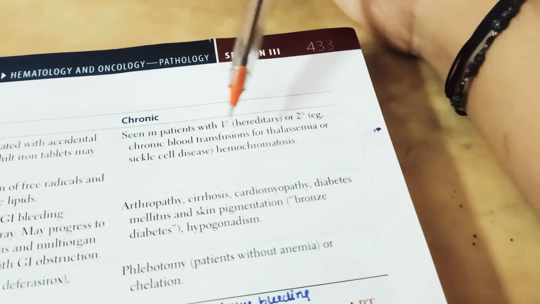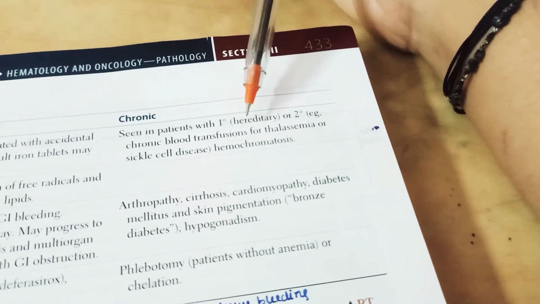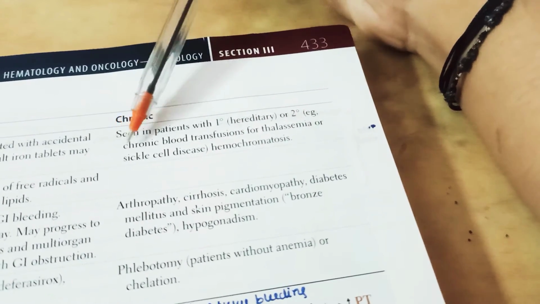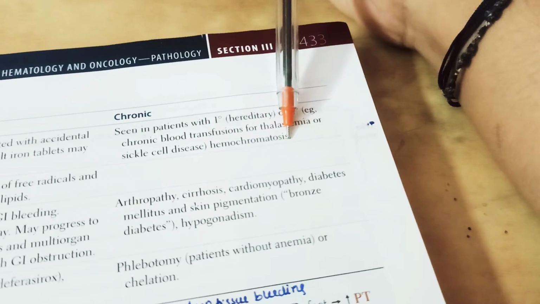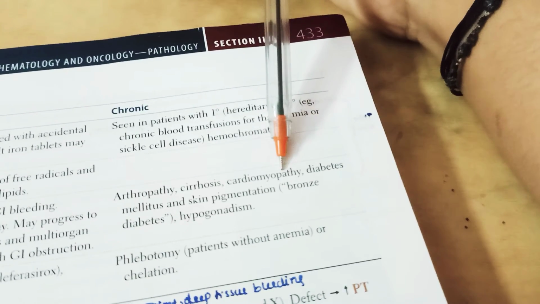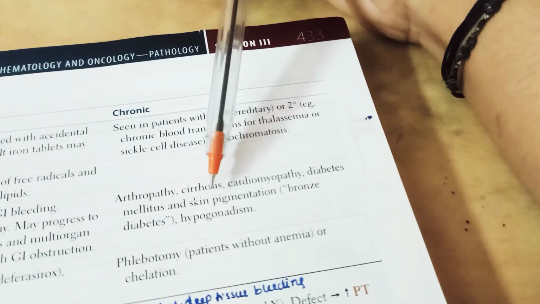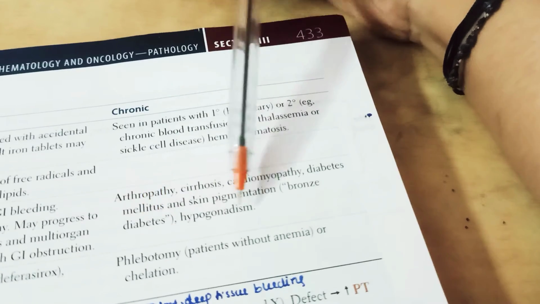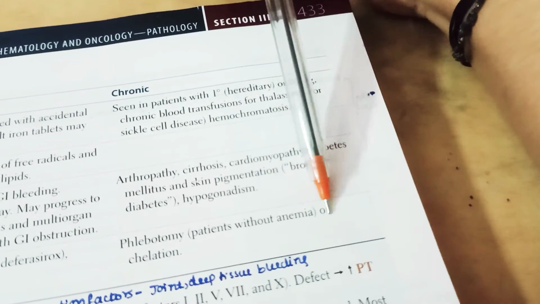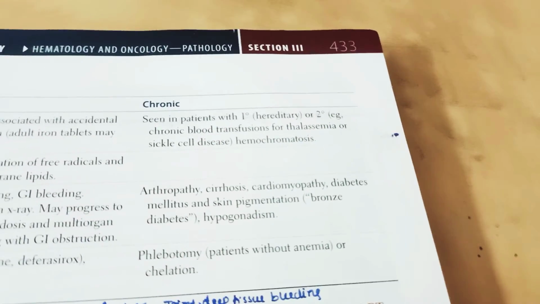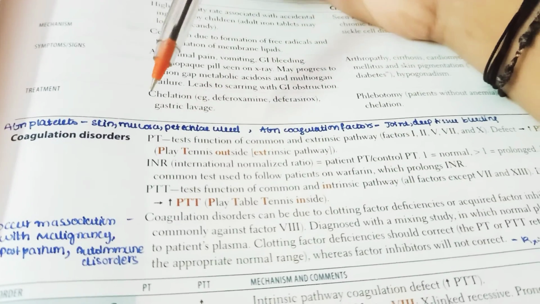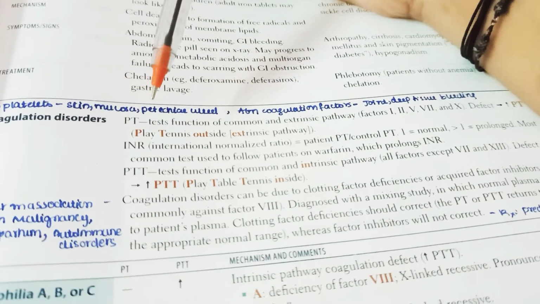So this is a chronic form which is seen in hereditary hemochromatosis and also with chronic blood transfusion for thalassemia or sickle cell disease. Symptoms are arthropathy, cirrhosis, cardiomyopathy, diabetes, skin pigmentation, that is bronze diabetes, and hypogonadism. Treatment is phlebotomy, or chelation for patients with anemia. This is best. Now coming to coagulation disorders, actually abnormal platelets can be seen in the skin and mucosa as petechiae.